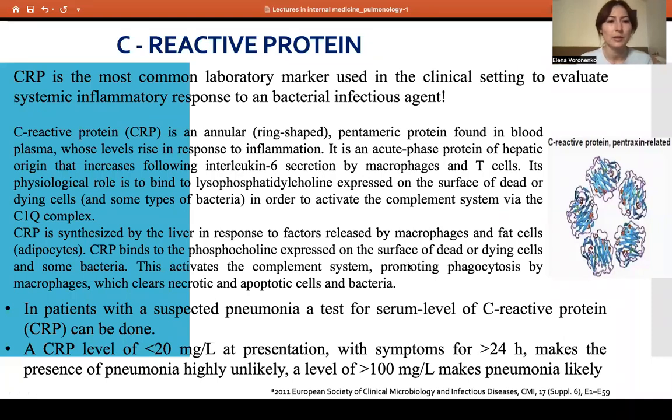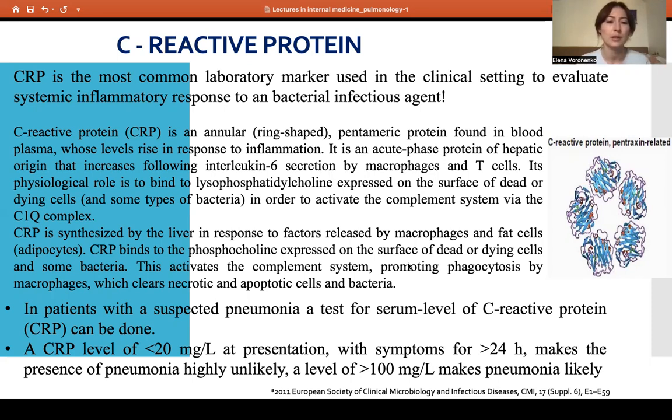CRP is synthesized by the liver in response to factors released by macrophages and fat cells. CRP binds to the phosphocholine expressed on the surface of dead or dying cells and some bacteria. This activates the complement system, promoting phagocytosis by macrophages, which clear necrotic and apoptotic cells and bacteria.